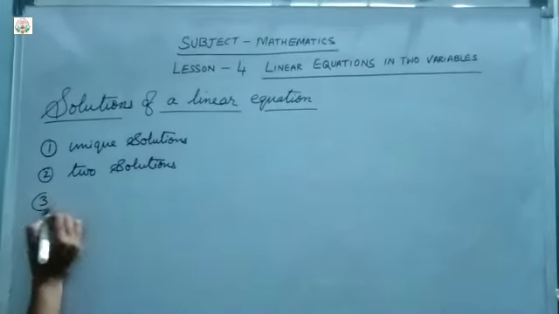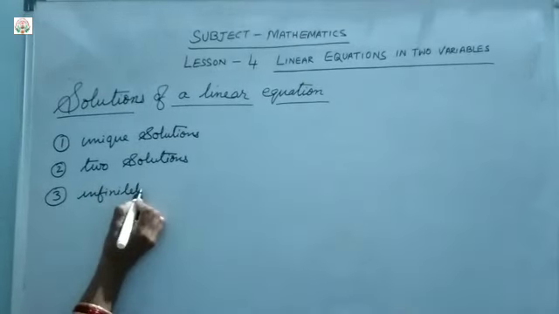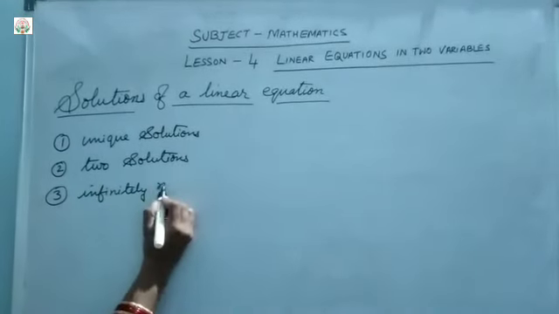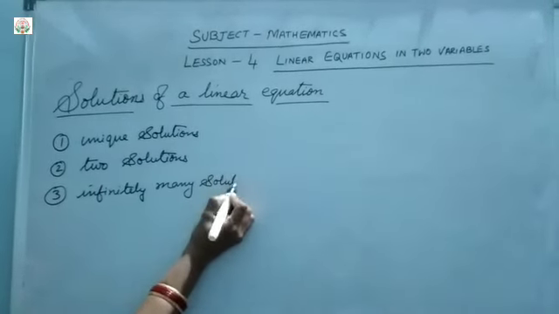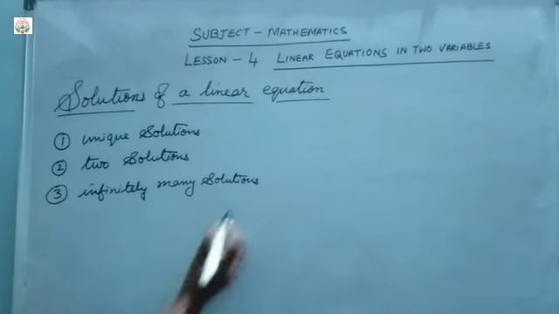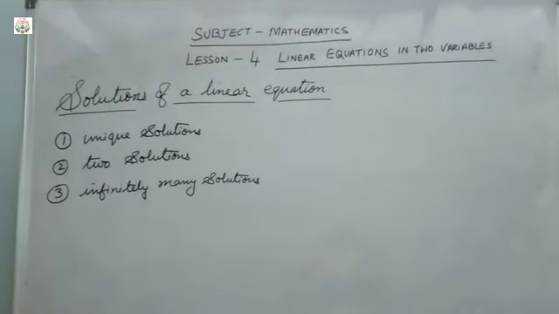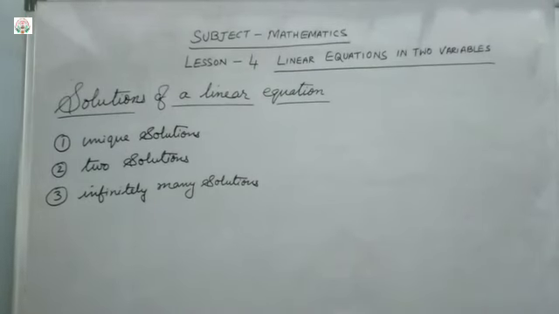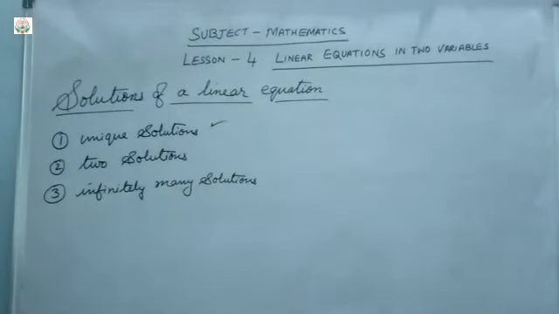And third is infinitely many solutions. Now, in an equation, suppose any linear equation I have written, if only one particular solution exists, then it is called what? Unique solution.